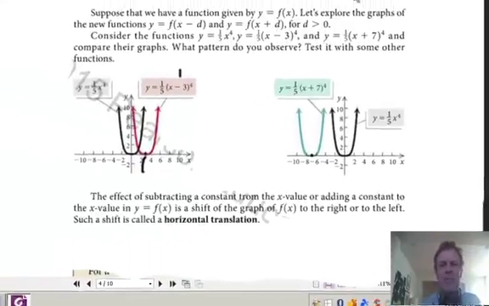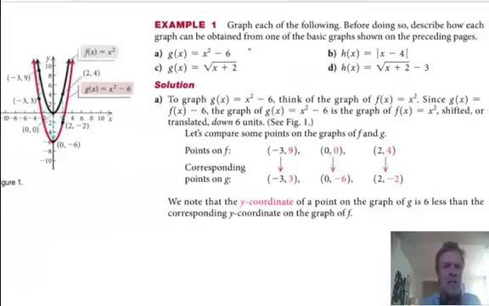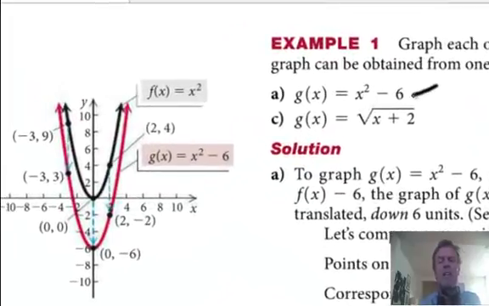Let's look at some examples. x squared minus 6. Well, surely I'm taking the x squared graph and moving it down 6. That's fairly straightforward, and there it is. I moved it down 6. From there, it went down to there. Same graph, moved down 6.